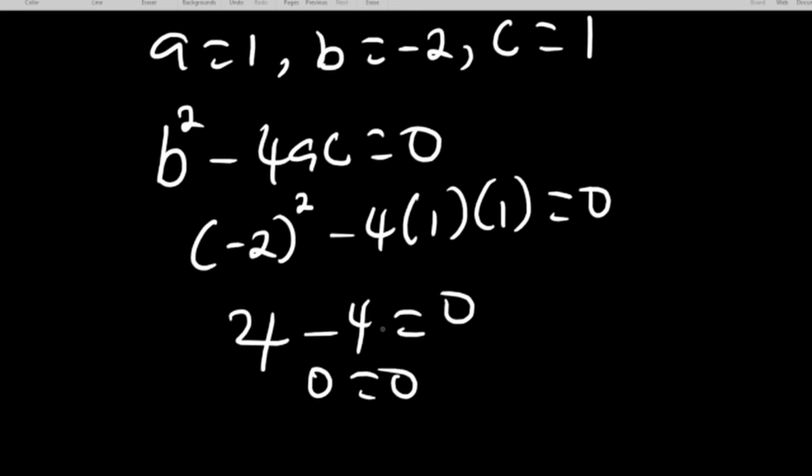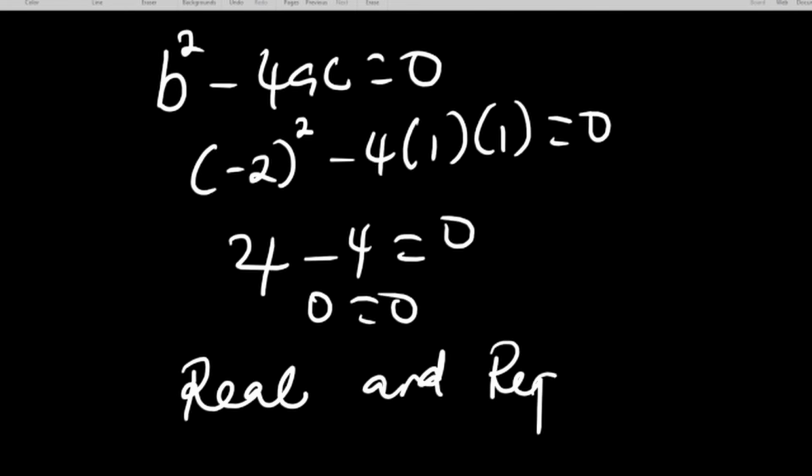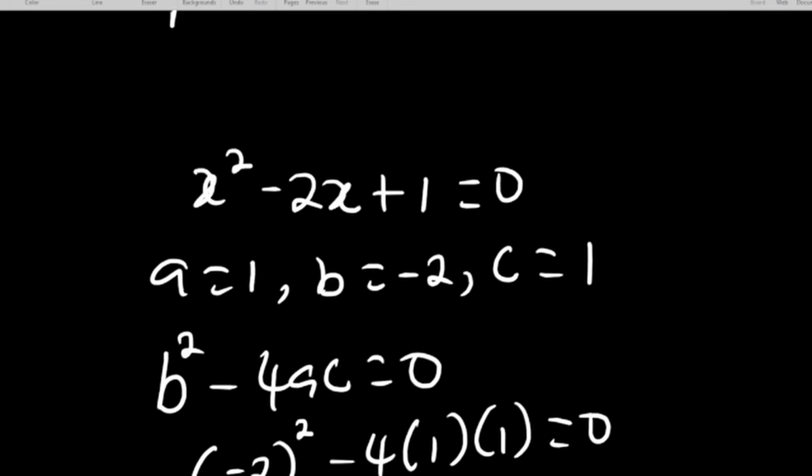So if, for example, your discriminant gives you a 0, it simply means that the quadratic equation has repeated roots. So real and repeated roots. When we say the roots, we mean the answers. In this case, if you solve this quadratic equation, you're likely to get x equals 1 or x equals 1. So the answers are going to be double. They're going to be the same and they're going to be repeated.